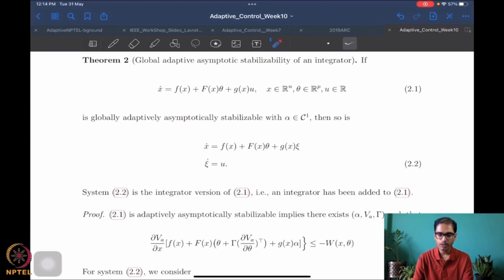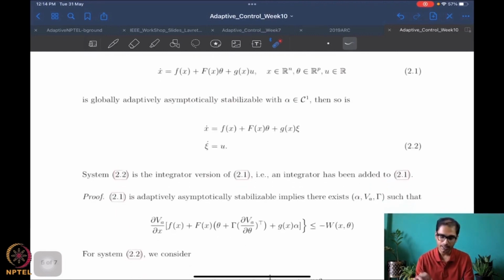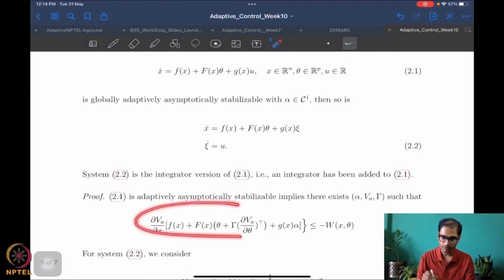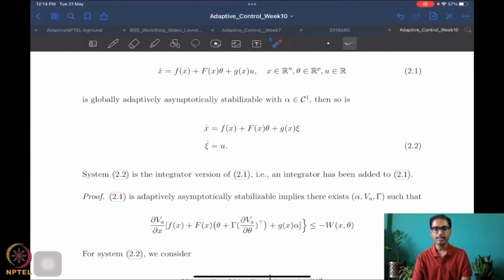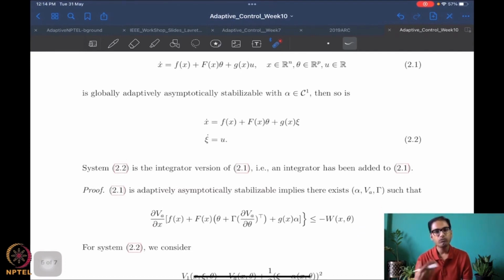So if you know that system 2.1 is in fact globally, adaptively, asymptotically stabilizable, then you know that there exists a feedback, a VA, and a gamma, positive definite, such that this sort of a relation holds. This is essentially the ACLF relationship, the ACLF type relationship.